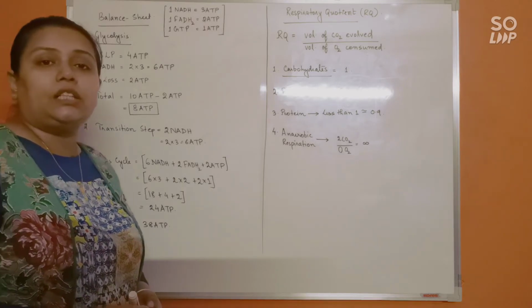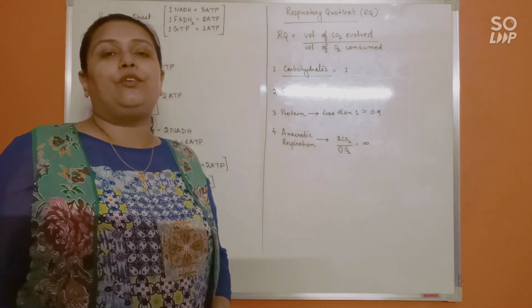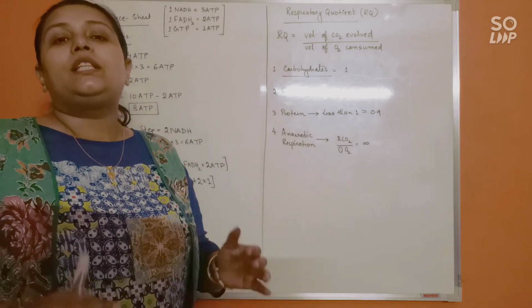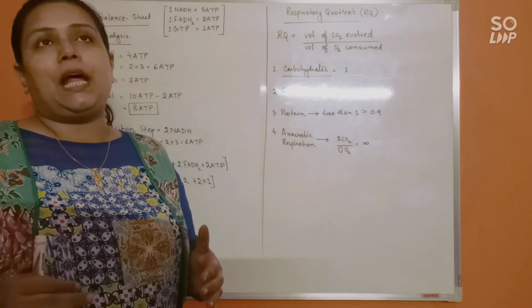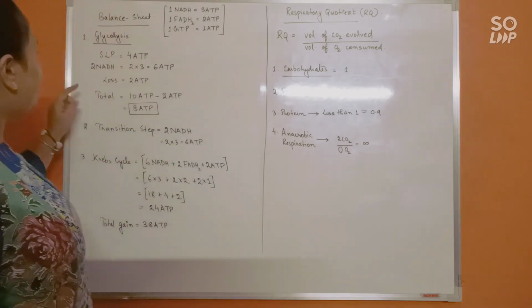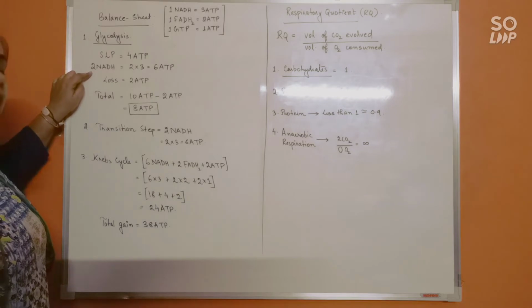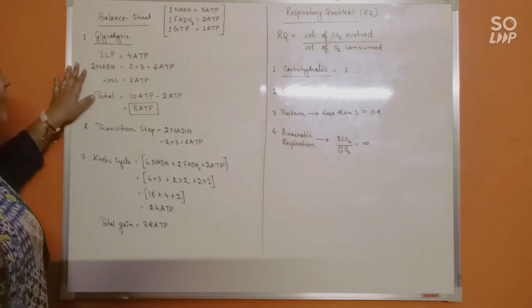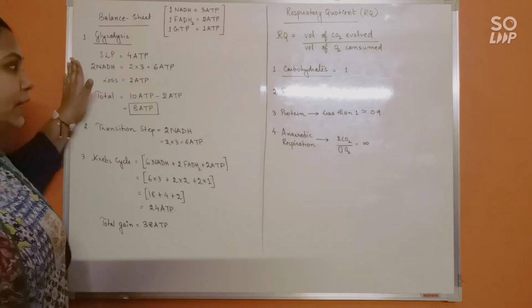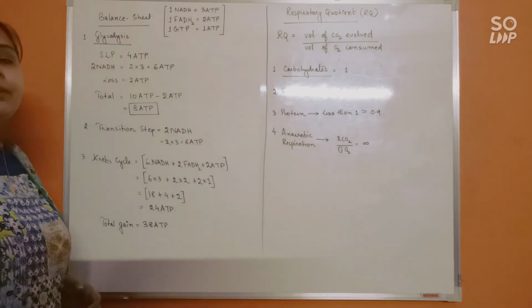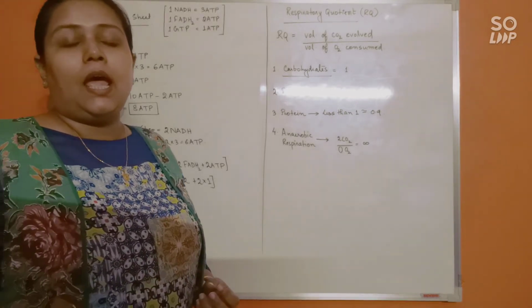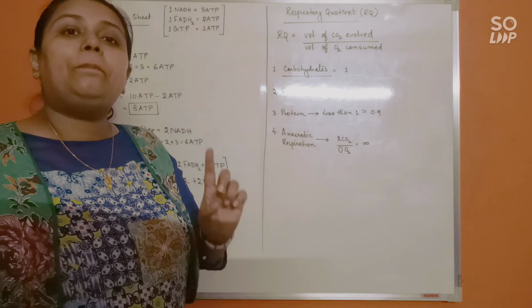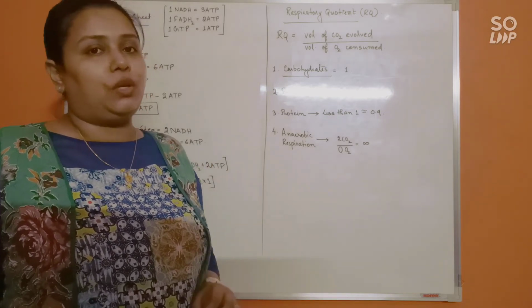Of course, in certain cells, you will see that instead of 38, it can be 36 ATP as well. That's because the NADH that is formed in glycolysis is formed in the cytoplasm. So for this NADH to enter the mitochondria, they sometimes use certain shuttles, and the shuttles might use 2 ATP. 1 ATP per NADH will be lost during the shuttle.